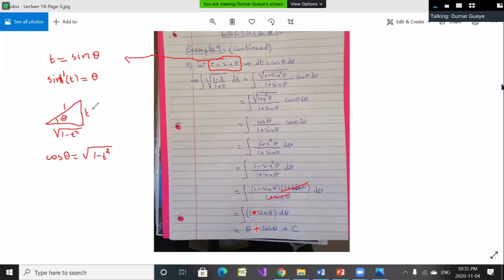So knowing the value of theta and the value of cosine theta in terms of t, to conclude the last step, we substitute back. It is going to be here, sine inverse of t. Plus now, cosine, we already calculated here, is going to be square root of 1 minus t squared. And plus the constant c.